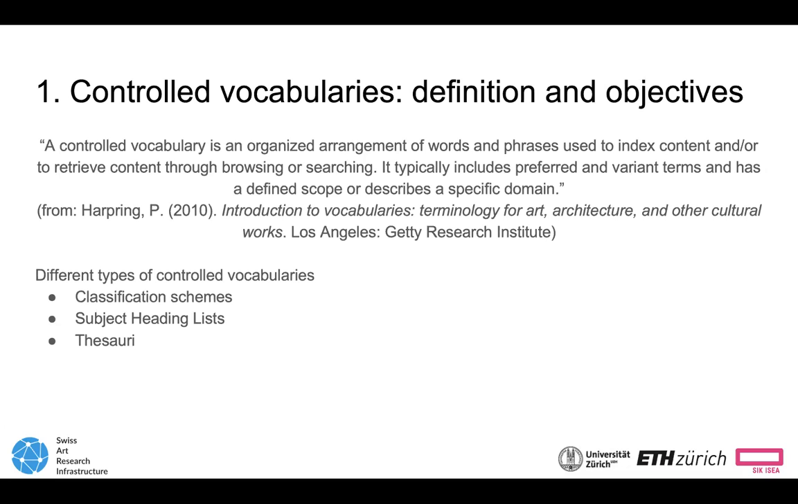And the third type are the thesauri. Thesauri are structured vocabularies in which the concepts are represented by terms. And the concepts and the terms are organized between them by explicit relationships. For each concept, there is a preferred term and a synonym. And the scope notes, this means a short description of the concept, completes the entry.